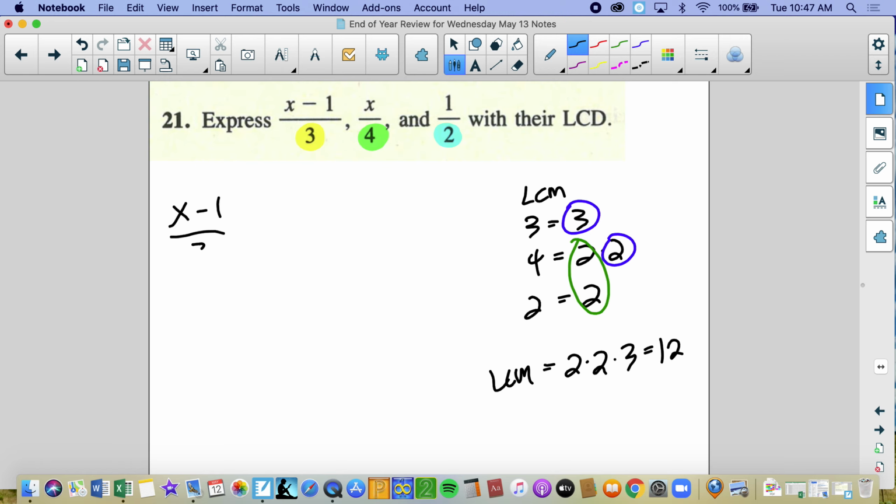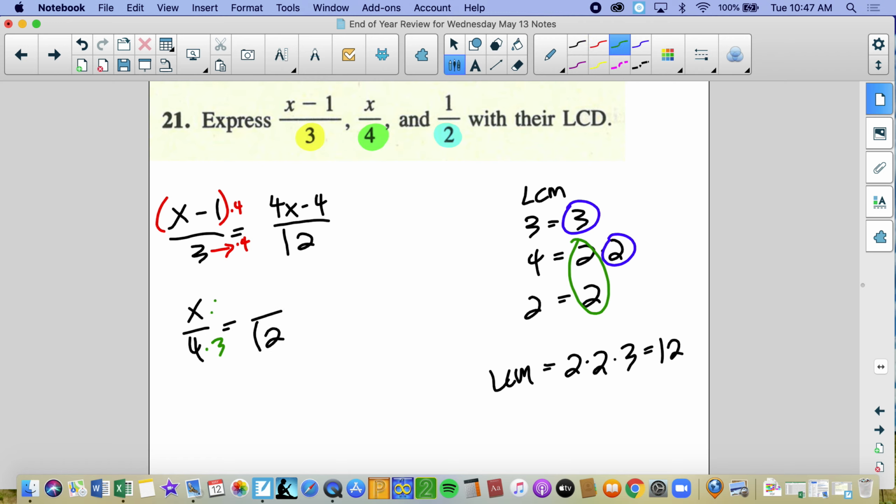Now we have to convert each one into 12ths. So 3 times what is 12? Well, 3 times 4. So if I multiply the bottom by 4, I have to multiply the top by 4. And I have to distribute that to both terms. So we get 4x minus 4 over 12 is the equivalent fraction. Then we have x over 4 equals how many 12ths? Well, 4 times 3. So we multiply the numerator by 3. That's 3x. And the last problem, we have 1/2. 1/2 equals how many 12ths? 2 times 6. So 6/12 would be equivalent.